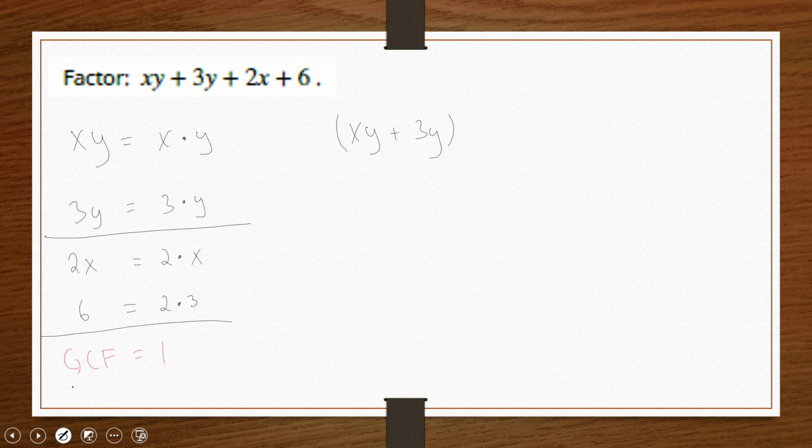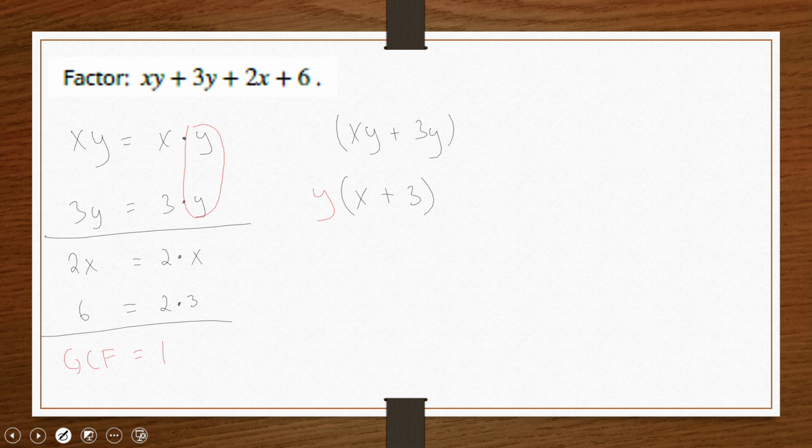So the first 2 terms here look to have a GCF of just y. And if I pull that common factor out, the sum of the remaining factors would be x plus 3. Now this is the binomial that I was talking about that should show up.